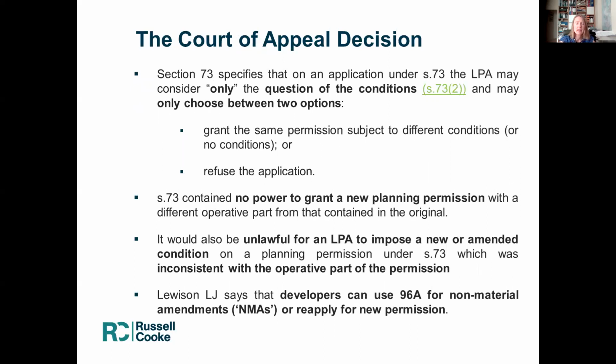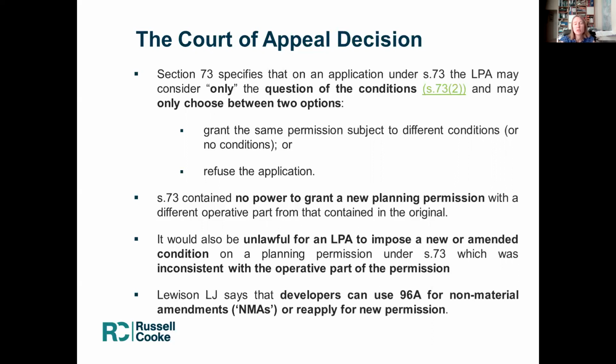In the course of their judgment, it was made a reminder, really, that on a Section 73, the only two things that a local authority can do are choose between two options: granting the same permission subject to different conditions, or refusing the permission. Section 73 itself, it was held, had no power to grant a new planning permission with a different operative part from that contained in the original. So you have the description of development and the conditions, and it was held that you just cannot change the description of development part.